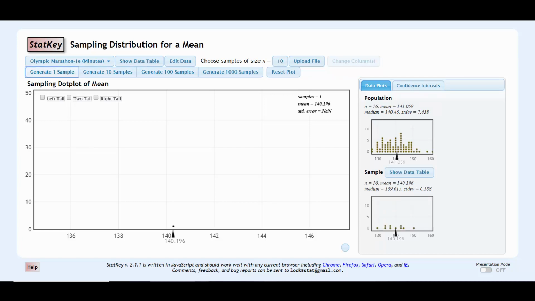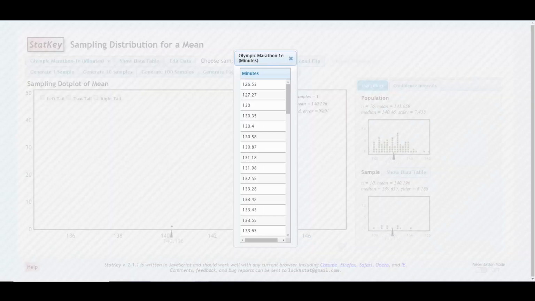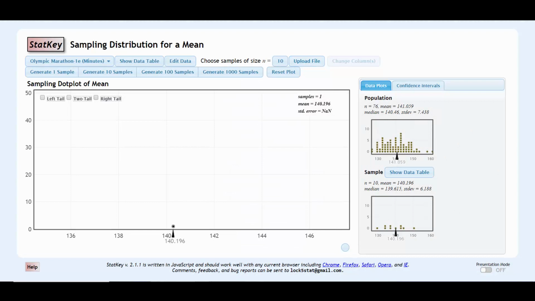Okay. So what they did was they went into the data here, they randomly selected 10 of the marathon runners, took their times and averaged them. That's where this dot came from. So they got an average time of 140.196 from our sample of 10. Do it again. We take a different 10 runners, we average them, we got something that was a little bit greater than 140 there.